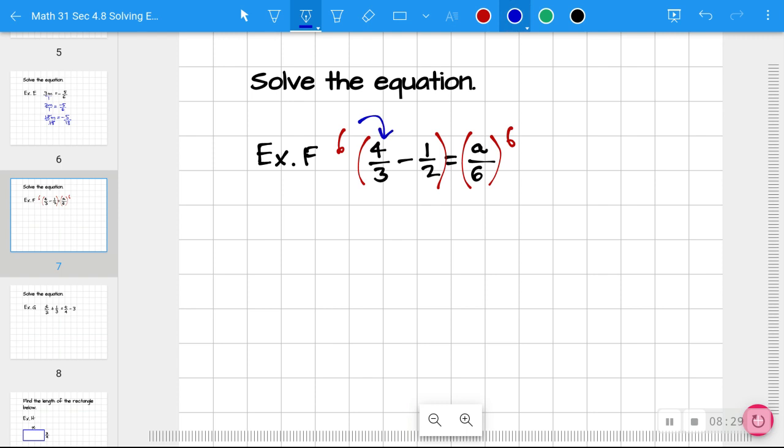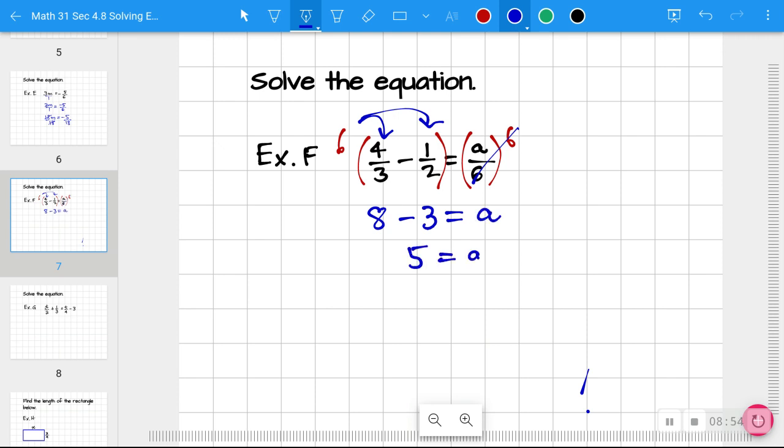In the first round here, you could say 6 times 4 and then divide by 3, but I usually do the dividing first. 6 divided by 3 is 2. 2 times 4 is 8. And here 6 divided by 2 is 3. 3 times -1 is -3. And on the other side, 6 divided by 6 cancels off, and you just get A. And so we're done here.